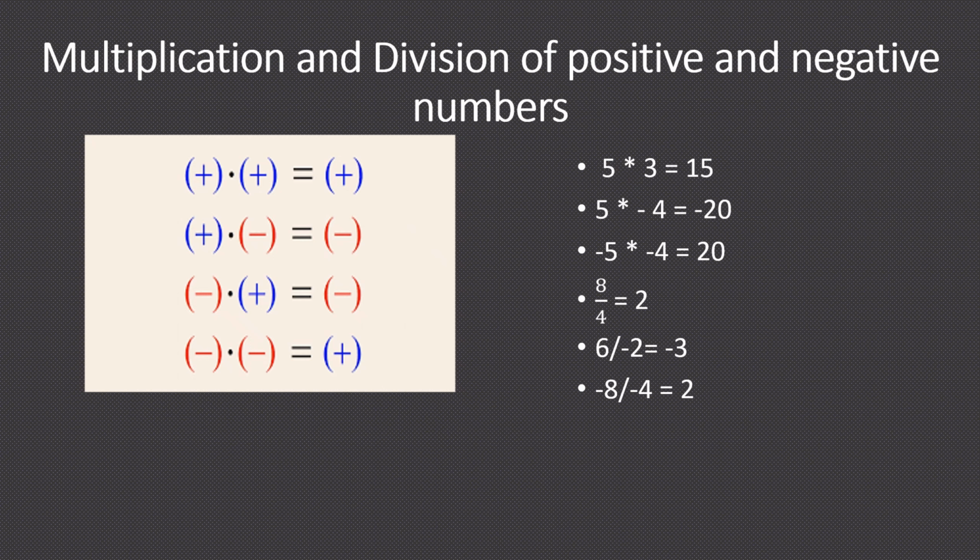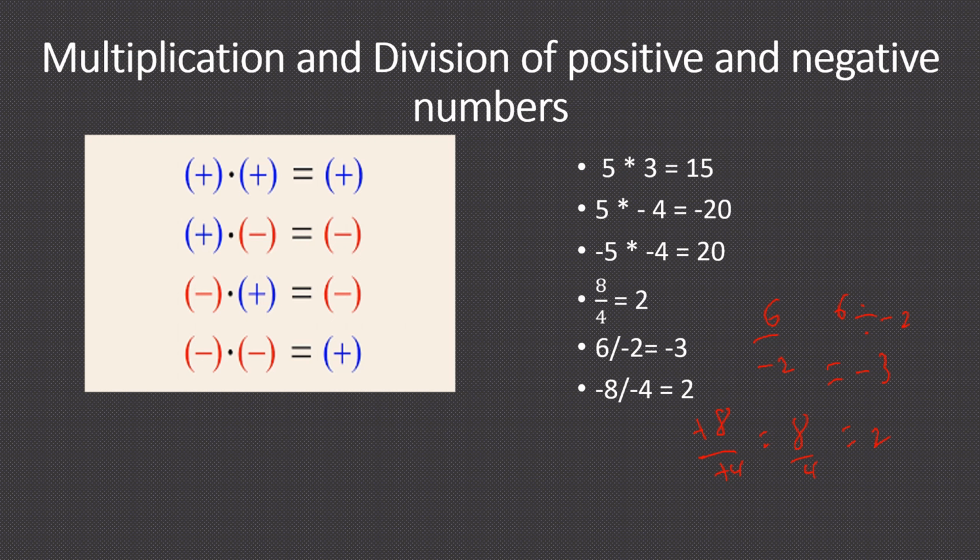In this case, 8 divided by 4, due to both sides being positive, that will then be a positive answer, 2. 6 divided by minus 2, same thing as 6 over minus 2. Due to one side being positive and another side being negative, the answer is going to be minus 3. And minus 8 divided by minus 4, that will then cancel out both minuses, so that will then equal 8 over 4, which is the same thing as 2.